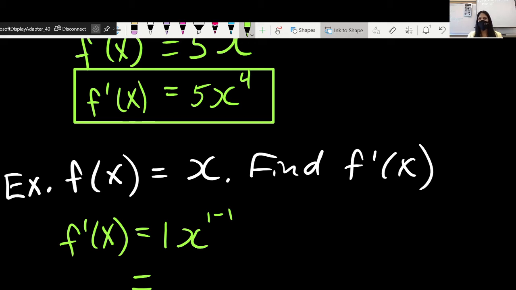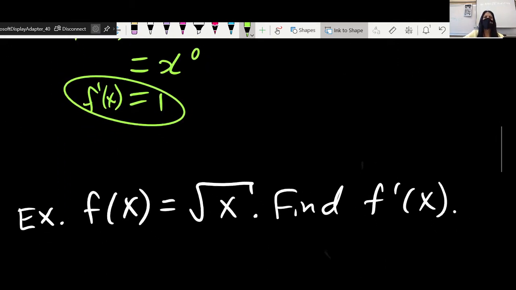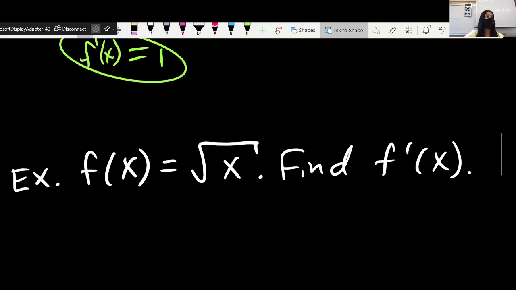So really, where does that leave us? X to the power of 0, which is just equal to the number 1. So our derivative in that case would just be the number 1. That making sense so far? Do you see why I was eager to get limits out of the way so we could get to this stuff?